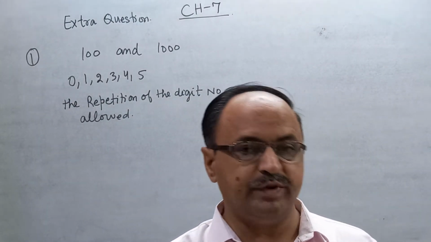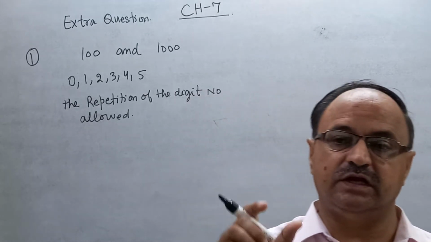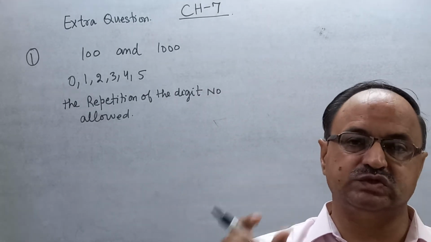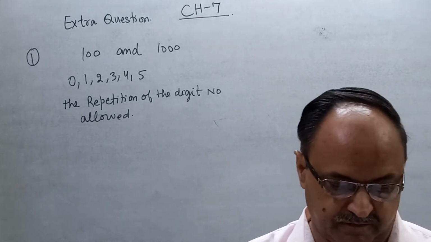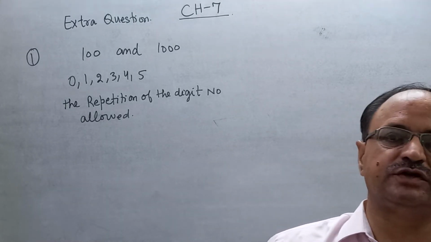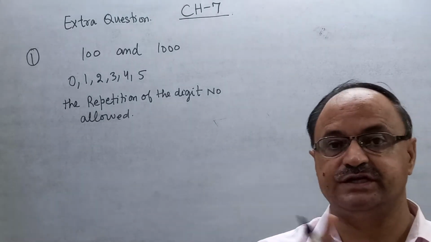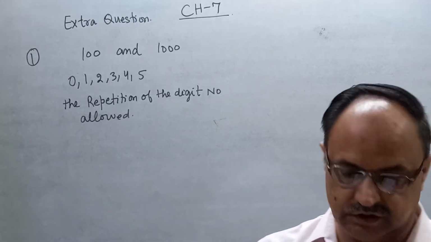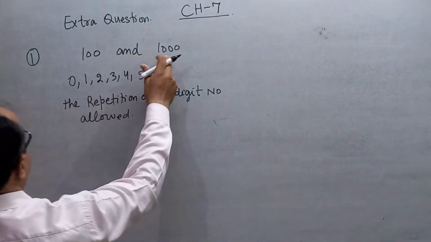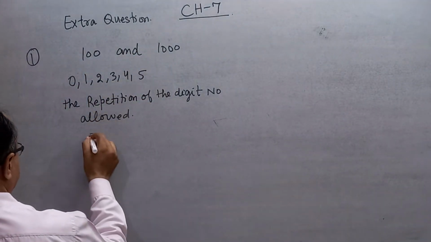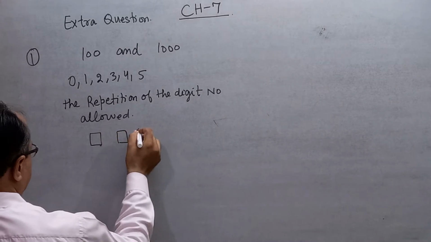What is the question? How many numbers lying between 100 and 1000 can be formed with the help of digits 0, 1, 2, 3, 4, 5 if the repetition of the digits is not allowed. Clear? And you know that a number lying between 100 and 1000 is a 3-digit number.